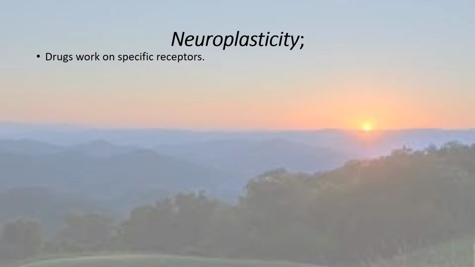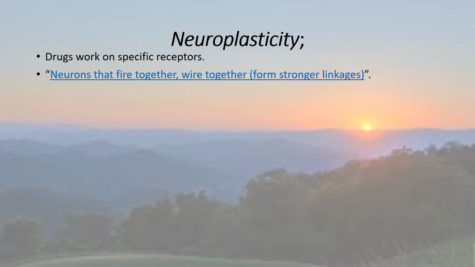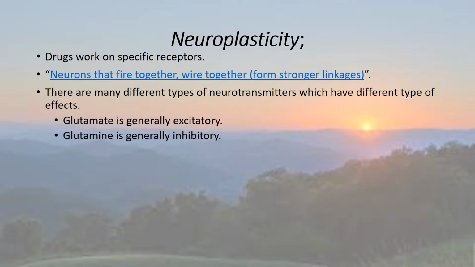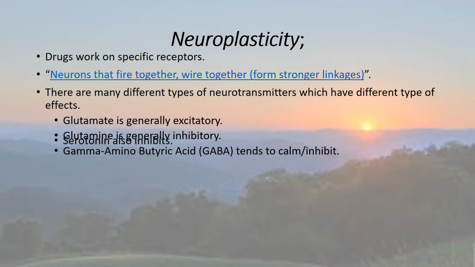Drugs work on specific receptors. The neurons that fire together wire together and form stronger linkages. There are many different types of neurotransmitters which have different types of effects. Glutamate is generally excitatory. Glutamine is generally inhibitory. Gamma-aminobutyric acid, or GABA, tends to calm and inhibit. Serotonin also has a calming and inhibiting effect.